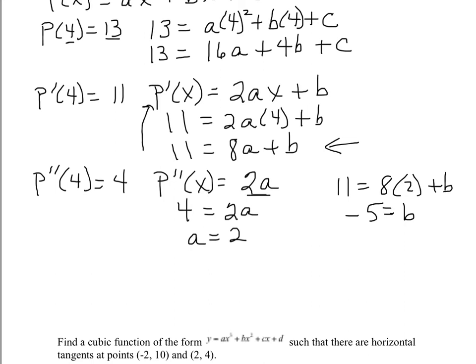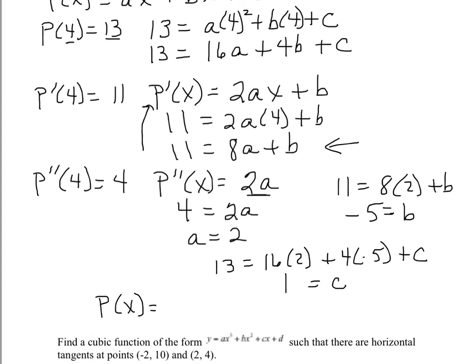And then I can put it back into the original, which we had 13 equals 16 times our a value plus 4 times our b value plus c. If I solve that for c, I'll get c equals 1. So then that means our p of x is a value of 2x squared, b value negative 5x. Nope. Let me fix that. Plus 1.